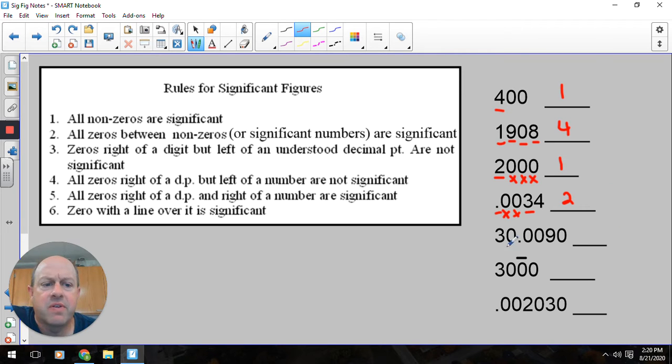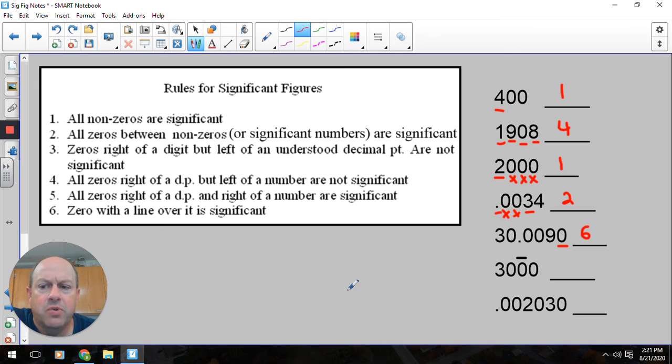Rule number 5 is all zeros that are on the right side of a decimal point and the right side of a number are significant. So in this case, this 0 is on the right side. It doesn't have to be directly to the right, but it's on the right side of that decimal point and on the right side of this number. So that 0 counts. Well, that means rule number 2, anything in between the 3, which is significant, and this 0, which is significant, would also count. So this number, 30.0090, would have 6 sig figs in it. So that's rule number 5.